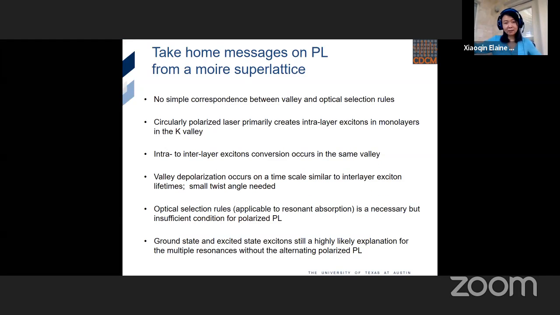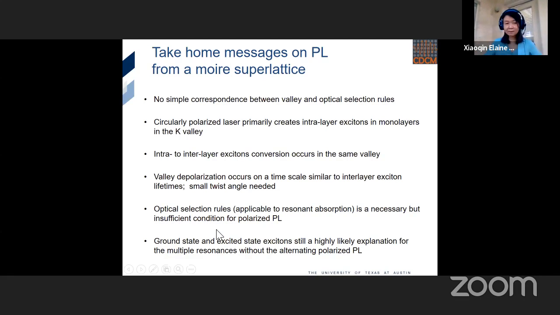I should say there are a lot of details about how I made the argument I made. I had to make a number of assumptions. One thing I should say, there's no simple correspondence between valley and optical selection rule anymore. Even within a single valley, you can have different transitions with different polarizations. To provide that simple interpretation I gave in the last 10, 15 minutes, I have to make a number of assumptions, and I want to be clear about that. First of all, because the intralayer exciton absorbs more easily, we assume the intralayer exciton is created and converts to interlayer exciton, and the relaxation all happens within the same valley.